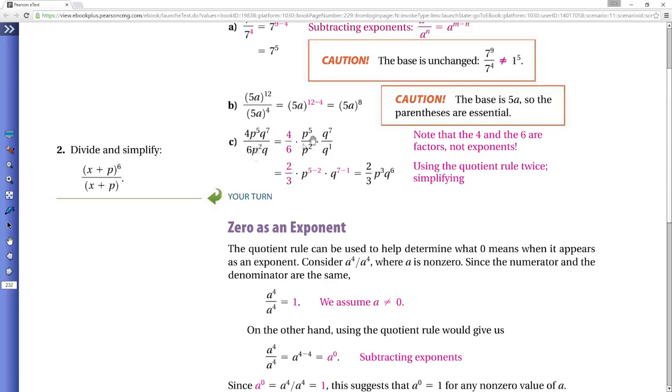Okay, and they show this here too. Remember, multiplication of fractions. I can break these into multiple fractions multiplied together. I'd end up with the same exact thing here: 4 over 6 times p to the 5th over p to the 2nd times q to the 7th over q to the 1, and they put the 1 in there to remind you that we're going to deal with that exponent, right?